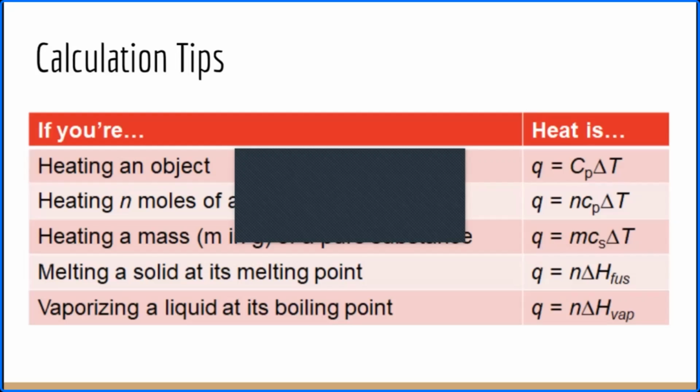And then when we're specifically at melting and boiling points, we're going to be using our enthalpy equations. So for a solid at melting point, that's going to be the number of moles, again, times the delta H fusion value. If we're going from a liquid to a solid, that delta H is going to be negative. And then as well for the liquid to a gas, it's going to be the number of moles times delta H vaporization. And if we're going from a gas to a liquid, that's going to be exothermic, so it's going to be a negative value.